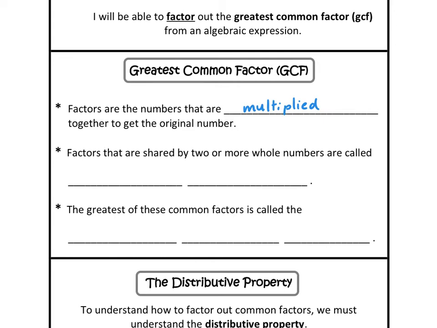So as an example, we would usually say the factors of 6 are 2 and 3. What that means is, if I multiply 2 times 3, it would give me 6. So factors are numbers that are multiplied together to get a particular number.